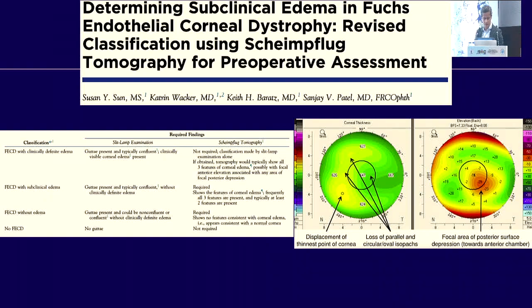So if you look at this protocol that has been published in Ophthalmology, if you have Fuchs with subclinical edema and your patient shows features of corneal edema, frequently all 3 or typically at least 2, you can't be sure, but you can basically tell the patient accordingly that you might need EK at a later stage, and it might help you to a certain extent to make a clinical decision.